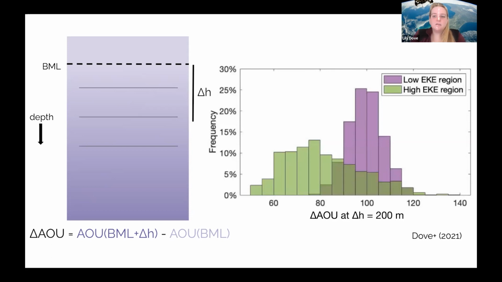So what I'm plotting here results from the sea gliders. What is plotted in purple is from the low EKE region, that downstream, more quiescent region, and in green is that from the high eddy kinetic energy region, so right when we deploy the gliders, directly into the polar front. On the x-axis is the delta AOU at a given delta H of 200 meters. And on the y-axis is the frequency of seeing that observation.